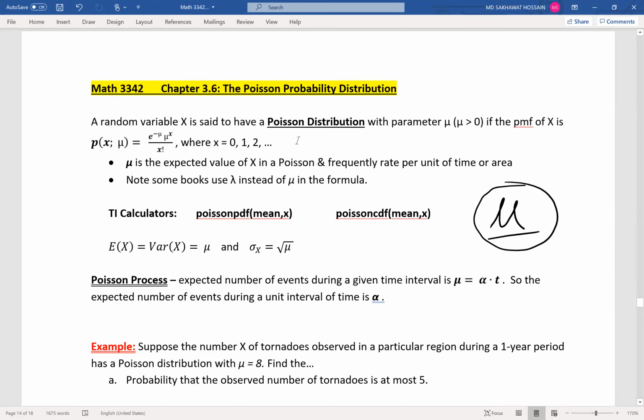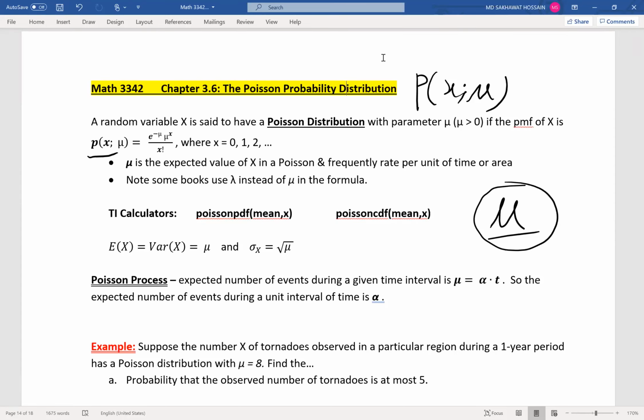Then the distribution function, in case of binomial, was denoted by b(x; n, p). But in case of Poisson distribution, it is denoted by p for Poisson. So p(x; mu). Here the value of x is 0, 1, 2, and so on. So x is the value of the random variable, and mu is the parameter. Mu is the expected value of x, or mu is the population mean for the Poisson random variable. Okay.